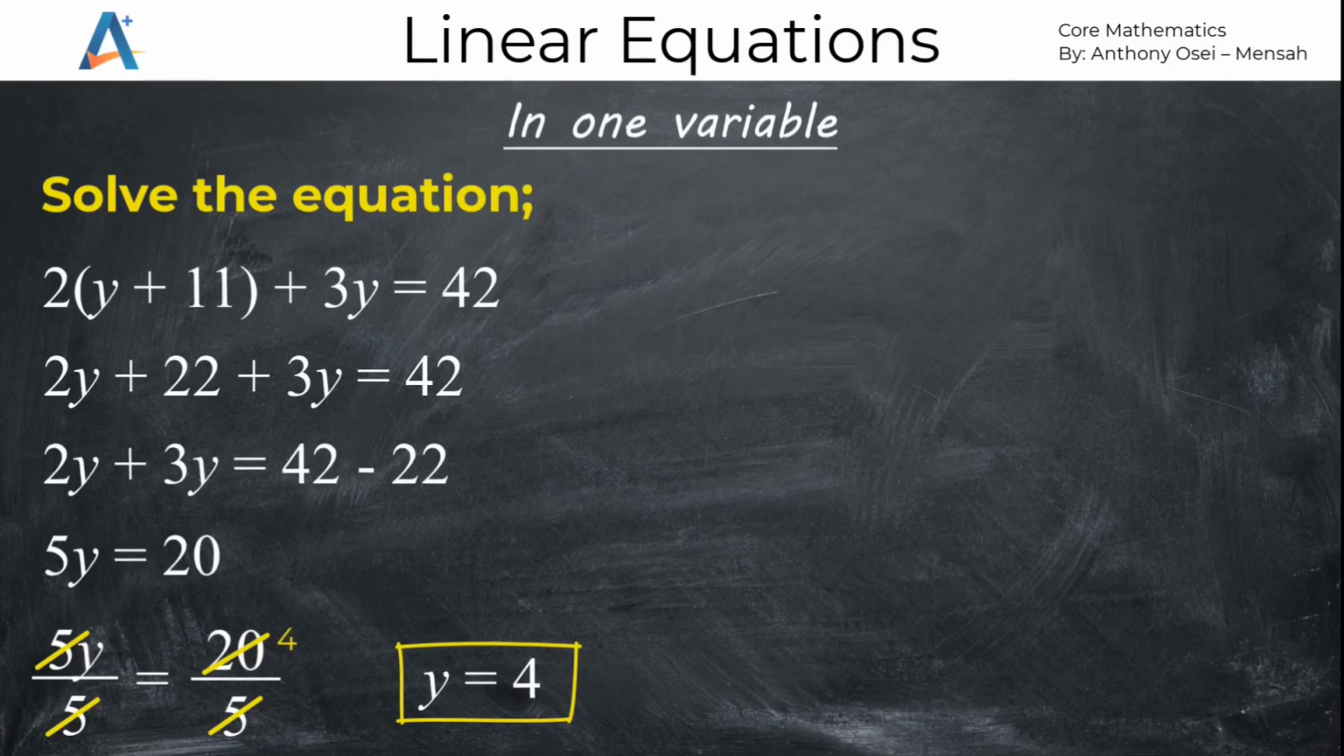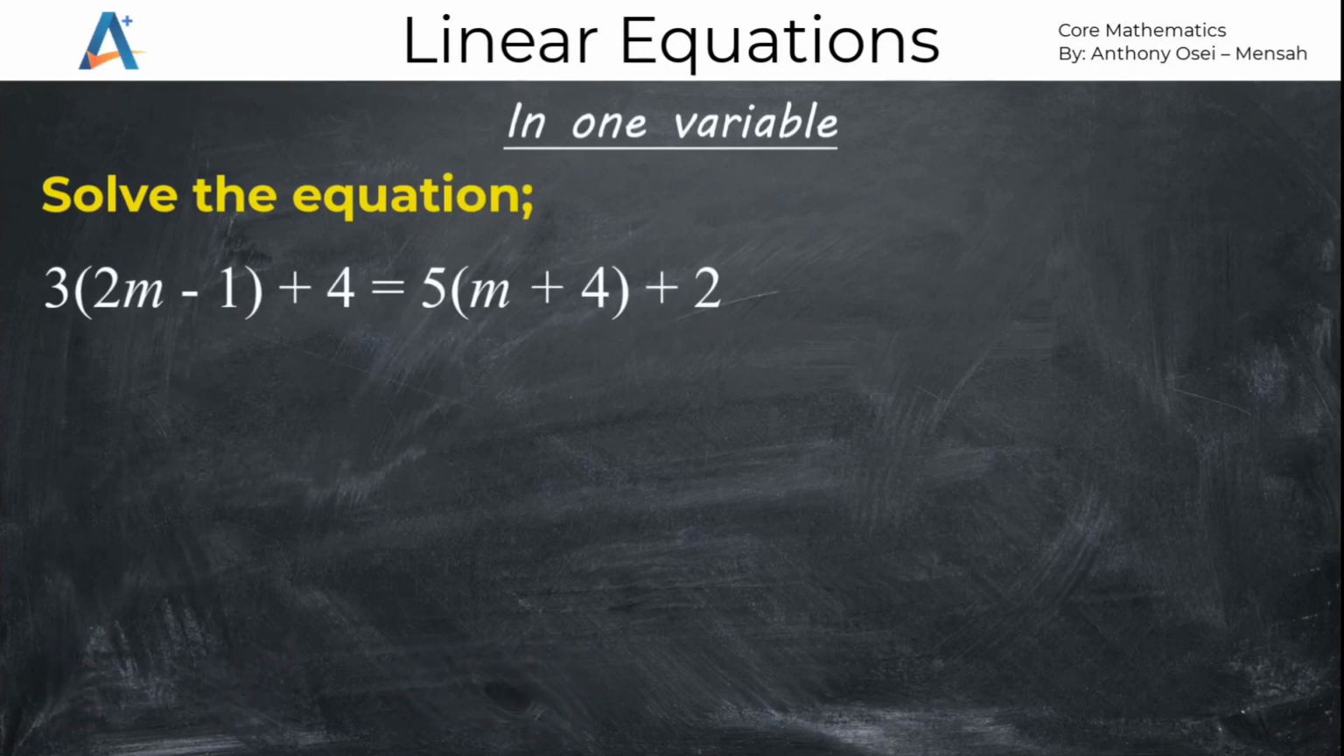Thank you very much. Solve the equation 3 into bracket 2m minus 1 plus 4 is equal to 5 into bracket m plus 4 plus 2. Checking from this particular question, we realize that it is an equation. The reason is the equal sign. Any question in math which has an equal sign becomes an equation.